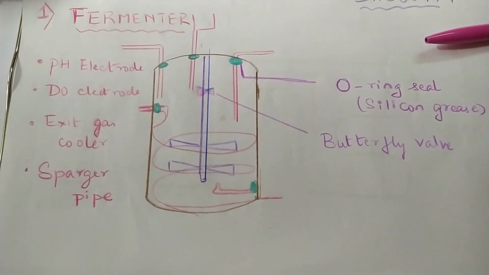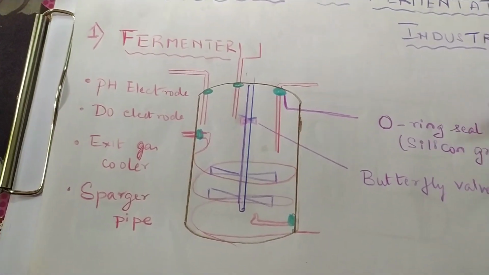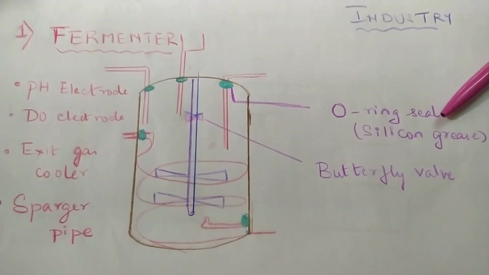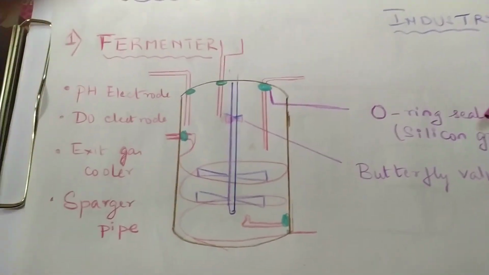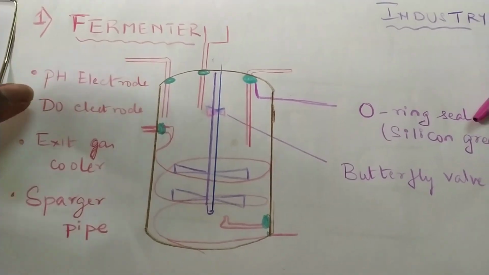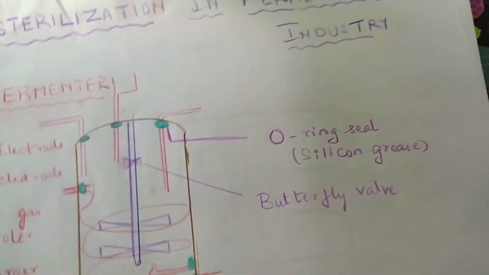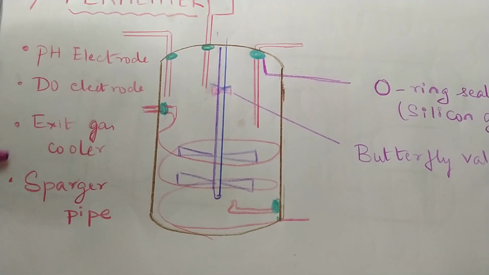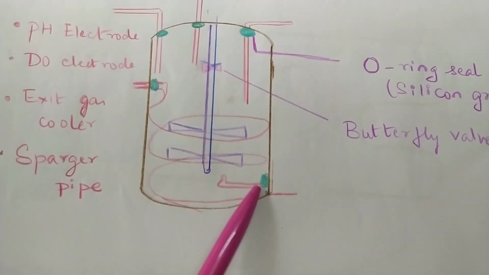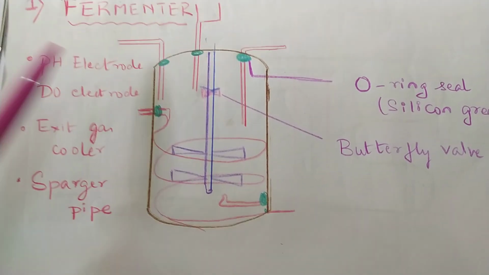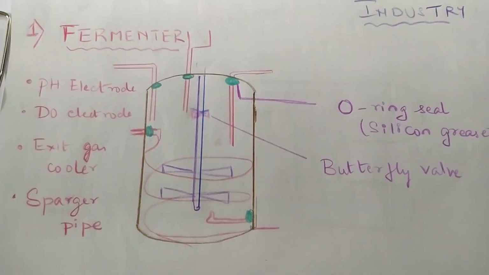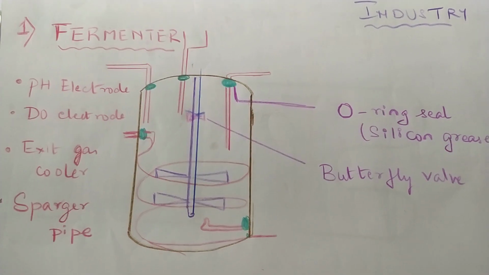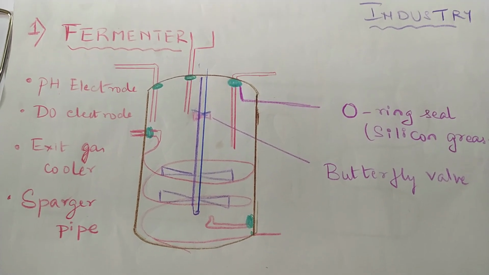O-ring seal actually prevents contamination. It is helpful in the industry to maintain sterile conditions. On the left-hand side, you see a pH electrode, a DO (dissolved oxygen) electrode, exit gas coolers, and pipes, so everywhere you have this O-ring seal. There can be a question on this O-ring seal, so don't get confused. The O-ring seal is the seal that prevents contamination.